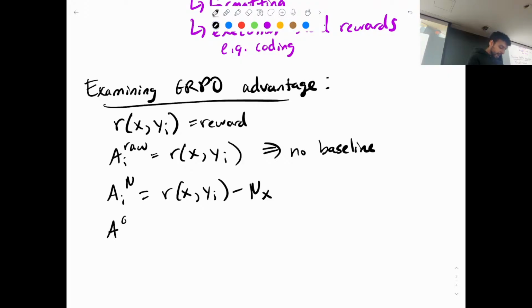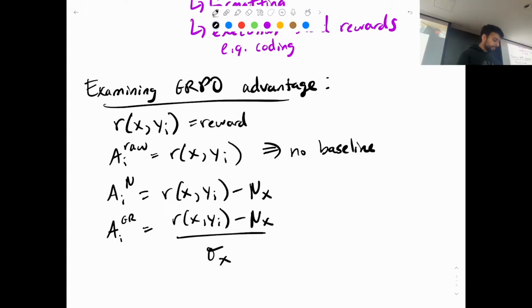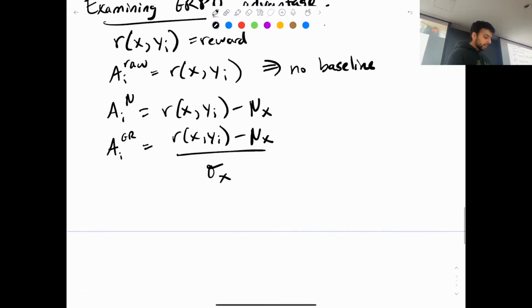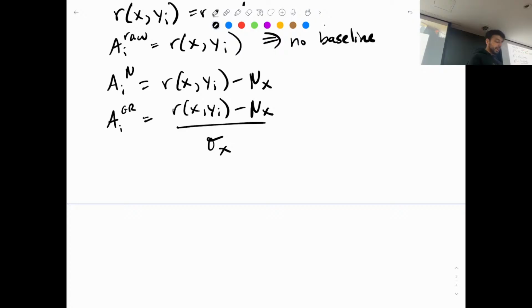And finally, we have our GRPO advantage, which is divided by the standard deviation here. So let's take a look at some specific cases that we might encounter when doing our rollouts. The first is a case of rare success.